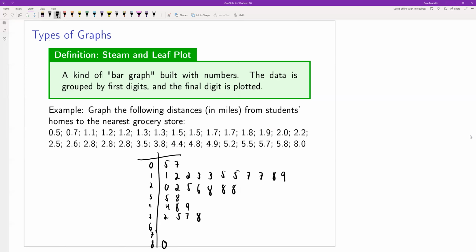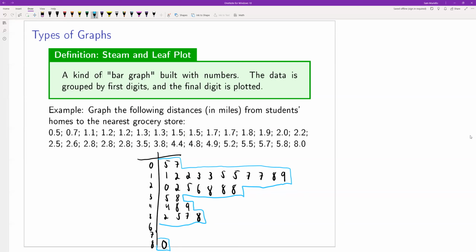And this gives us a really nice visual idea of what's going on. We didn't look at what the type of data was. It says it's distance in miles from a student's home to the nearest grocery store. But if we think about there being bars here, it gives us a pretty good graphical representation of what's going on. Most of these students, it looks like, live somewhere between 1 and 3 miles from a grocery store.